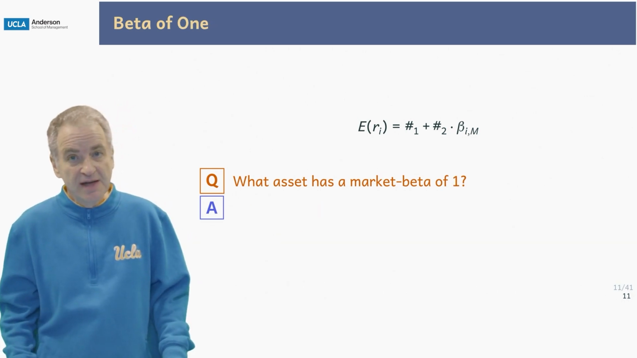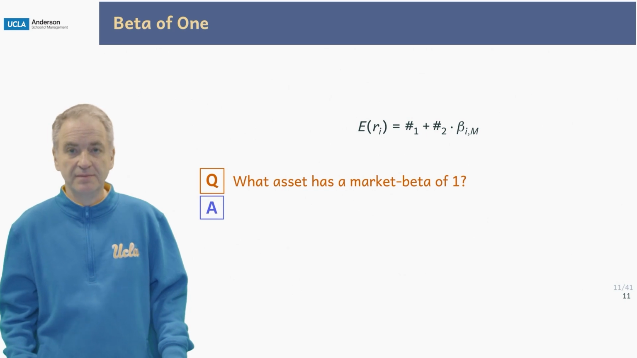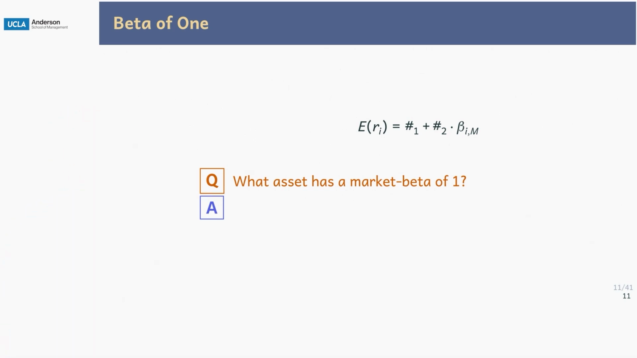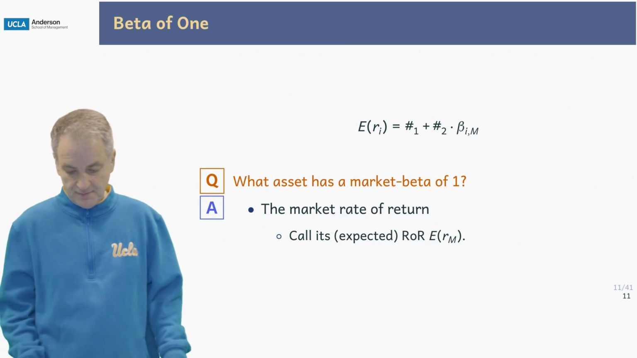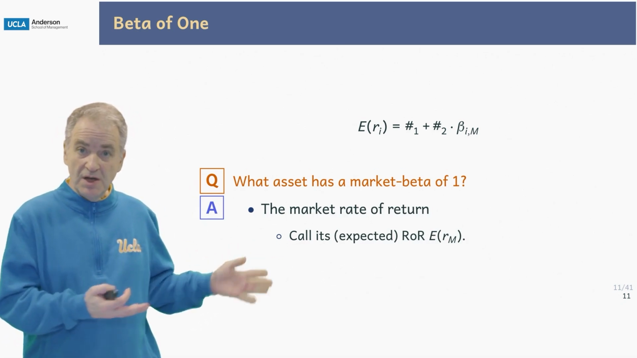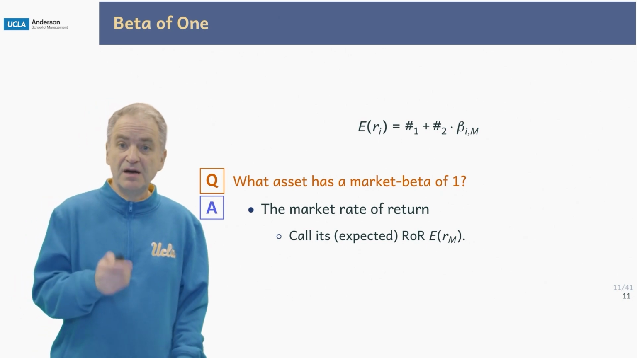What asset has a market beta of 1? Please pause this video now, answer the question on a piece of paper, and then continue. This has got to be the market rate of return. We've already done that one too. We're going to call this E[R_M].